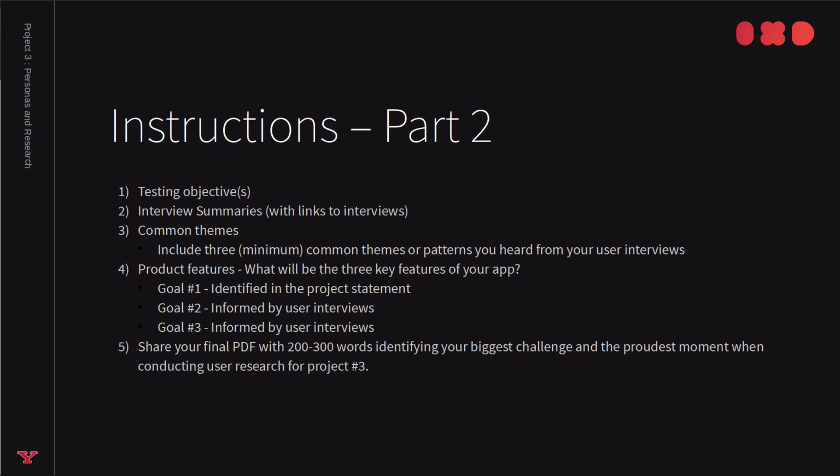So what will be the 3 key features that you'll include in your app? Remember, you already have one that was defined for you in the project number 3 project statement. And so based off of your research, what are those 2 additional features on top of that one that you'll look to include in your final app design? So you're going to share that PDF plus 200 to 300 words identifying your biggest challenge and your proudest moment when conducting your user research in project number 3.